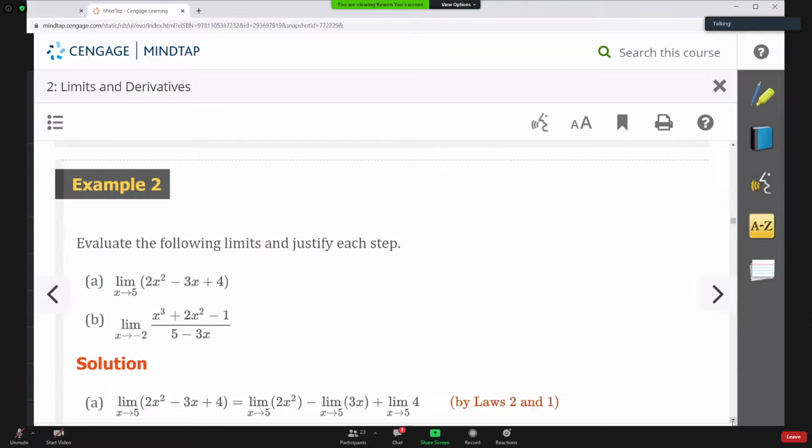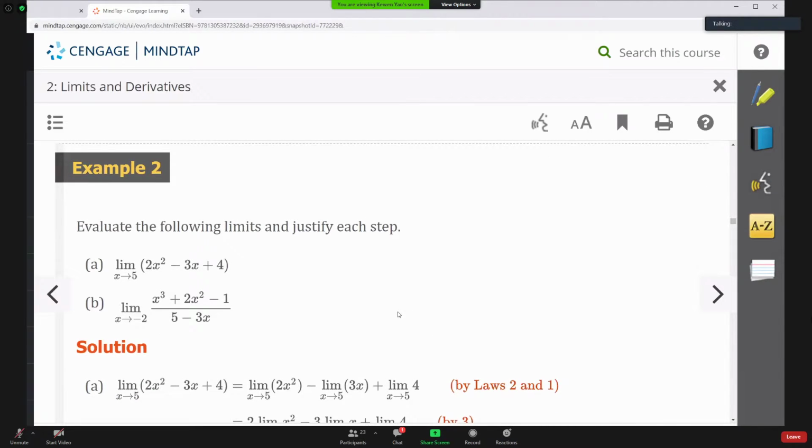Now let's evaluate. Let's look at number 2. Evaluate the following limits by using the limit laws. So everybody please do number A, number B. It's very easy. Please find them by using limit laws. Let's do the first one first.